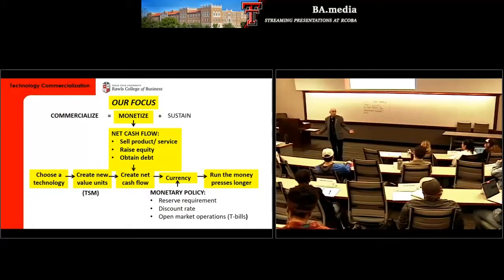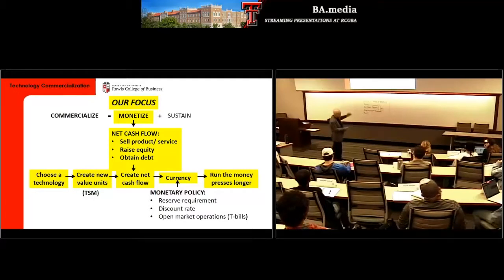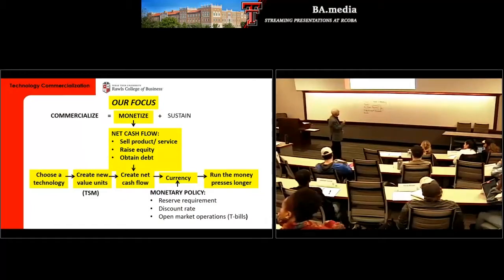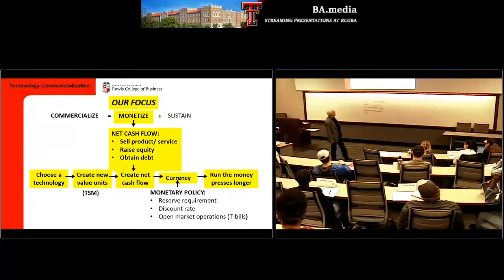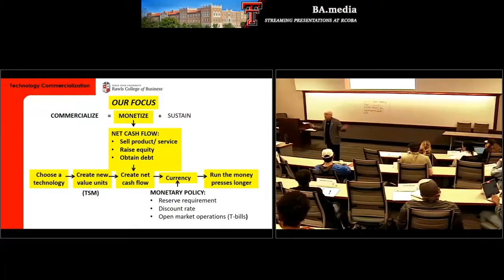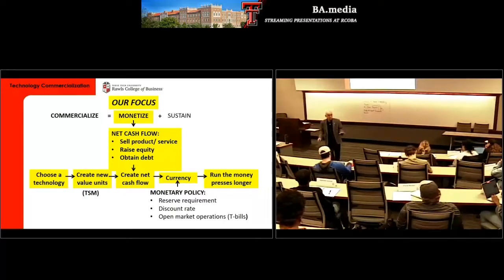And then we'll work on how the cash flow comes out by selling the product or service. We raise equity, we obtain debt, but both of those are temporary to selling the product or service, which is what we're going to do. Okay, guys, so that's the concept for how this monetizing works.